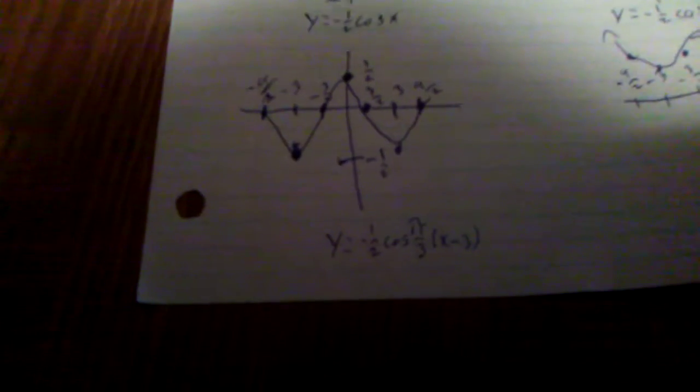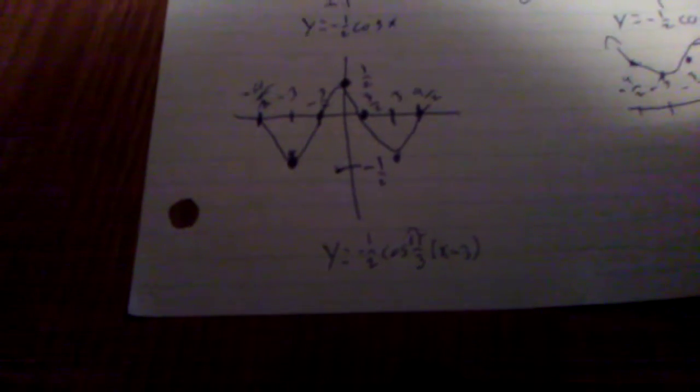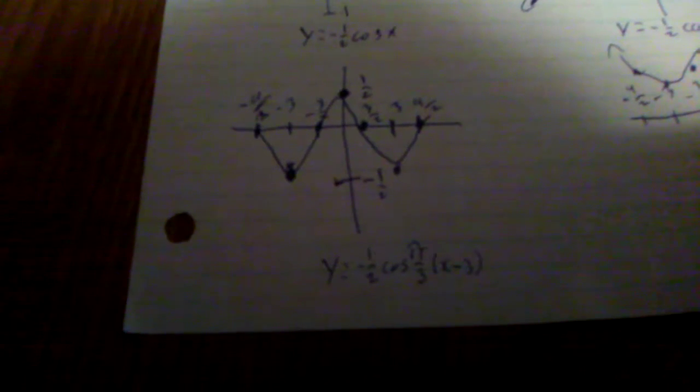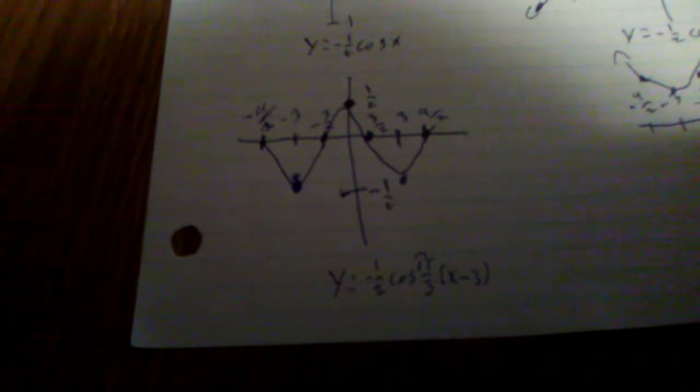The fourth step would be to apply the transformation of 3 units to the right, which makes the graph look like that. And the final step would be to apply the transformation of moving the graph completely up 1 unit, which makes the graph look like that.